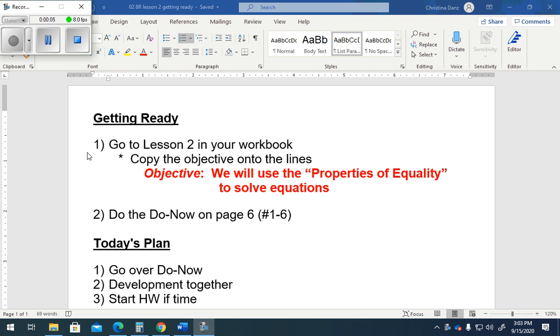So we're on lesson 2. Today we will be solving equations. If you could copy the objective onto the lines in your book. We like to say that we solve equations using the properties of equality. That's like a fancy way of saying using inverse operations, like whatever you do to one side, you do to the other, but it's like undoing things. So if you can hit pause and go do the do now, and then check with me to make sure your do now is right, that would be great.